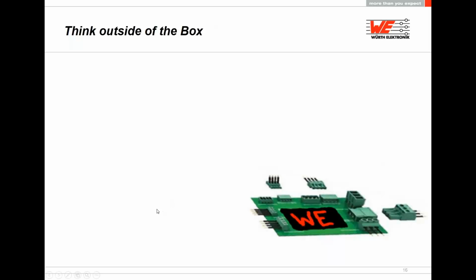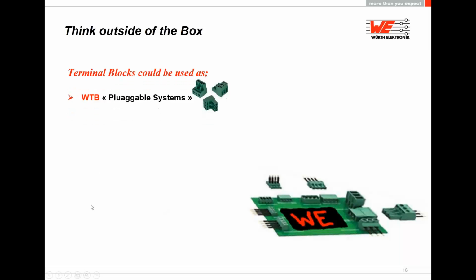Think out of the box slide. That's the whole point of that slide that I had. It's kind of like think out of the box. A lot of people think terminal blocks are mainly for power, but I can use it as well as a wire to board, like the pluggable system. Also, I can use it as a wire to wire or inline, either or.